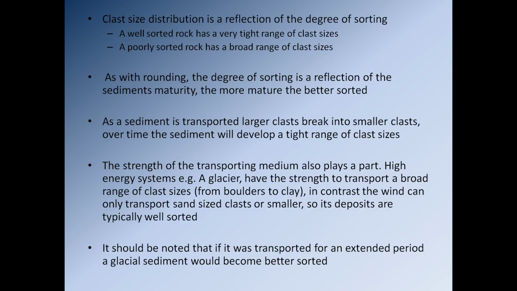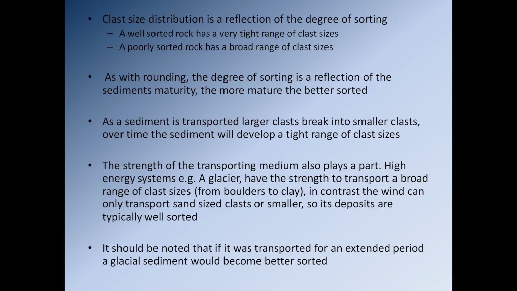So we have rounding, that's the first thing. The longer a sediment is transported for, the more round it will become. The more energetic the environment the sediment's being transported in, the faster it will round. So we can then look at the clast size distribution, and that's essentially a reflection of the degree of sorting. So a well-sorted sedimentary rock will have a very tight range of clast sizes.